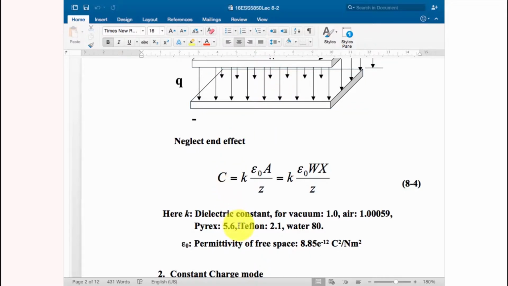But if you apply a different material, like Pyrex, you can definitely increase the dielectric constant from 1 to 5.6. So under the same voltage, you can have five times, even six times more charge on the plates. Okay, for Teflon it is 2.1, and for water it's pretty high, 80. Okay, it's much larger than most of the dielectric materials you can imagine.